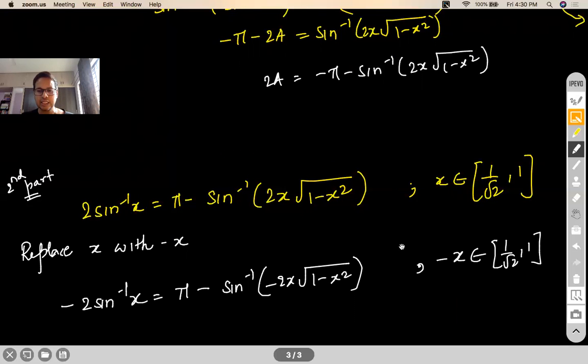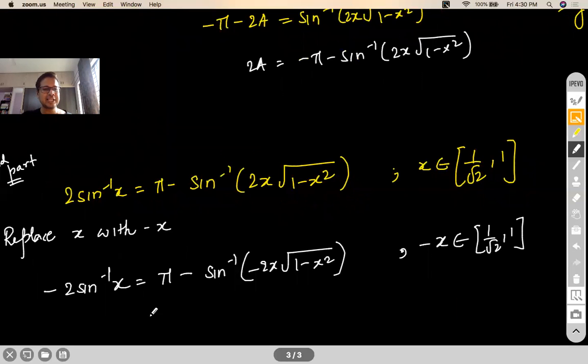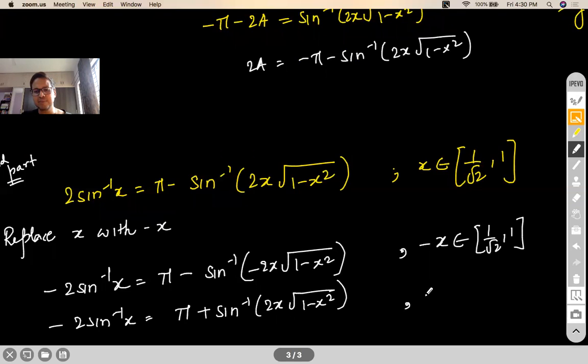Now just restructure the whole thing. So this will become pi plus sine inverse 2x under root 1 minus x square. And this is already negative sine inverse x. And this will become x lying between minus 1 to minus 1 by root 2, because minus x lies between 1 by root 2 to 1, which means x should lie between minus 1 to minus 1 by root 2. Just send this negative sign here because I wanted 2 sine inverse x as the subject of the formula. So here one negative sign will come, and here one negative sign will come. Got it?